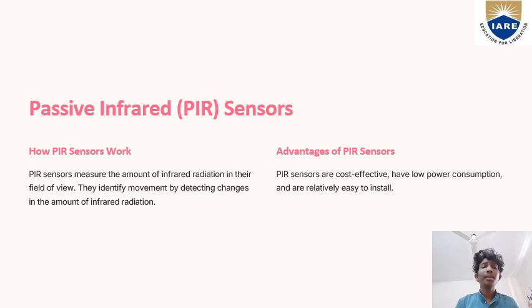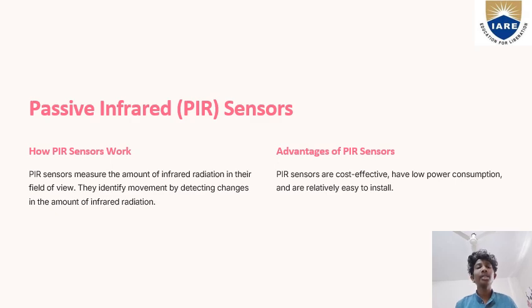Highly sensitive: PIR sensors can detect even slight changes in infrared radiation, making them highly sensitive. Applications of the PIR sensor. Security system: PIR sensors are widely used in security systems to detect intruders. PIR sensors are used in light control systems to turn on lights when someone enters the room. They detect the person's body heat and trigger the alarm.